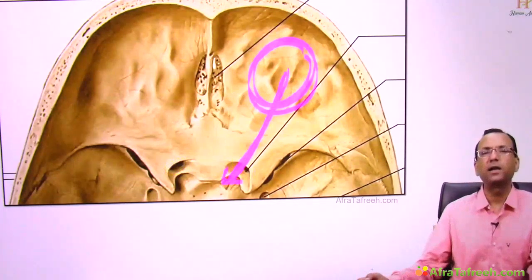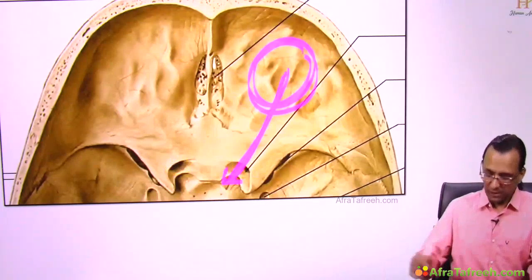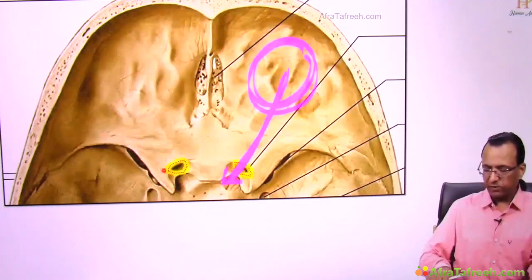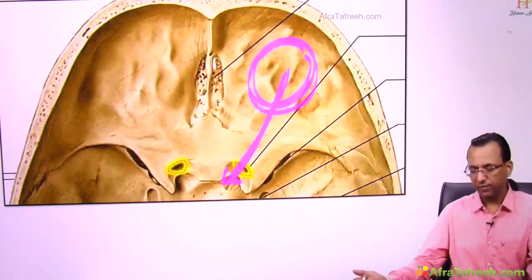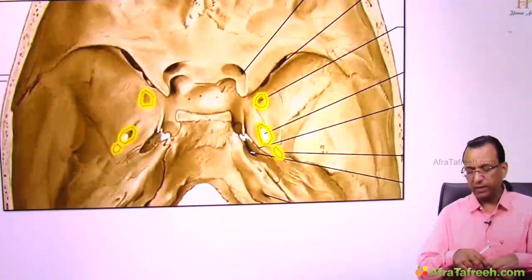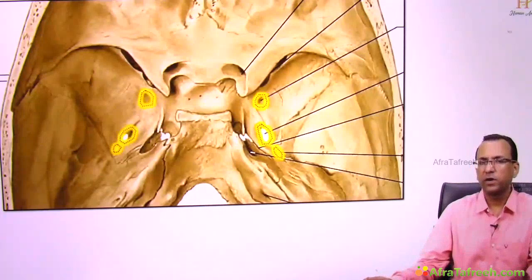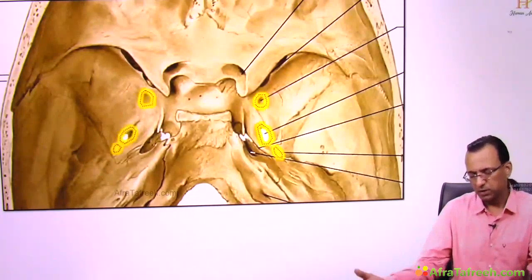Where is the optic canal present? It is in the lesser wing of sphenoid. So the lesser wing of sphenoid has the optic canal for the passage of the optic nerve. Okay, fine. What is this opening in the greater wing of sphenoid then? But if you say opening in the greater wing of sphenoid, then this is not the lesser wing. This is the greater wing. Yeah, okay, fine, greater wing.